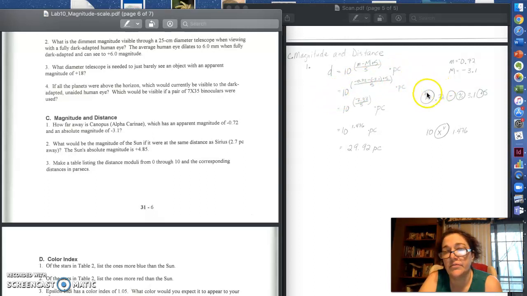So, negative 0.72 minus negative 3.1 plus 5 gives us 7.38. So 7.38 divided by 5, and you can do this, 10 to the power, and then parentheses 7.38 minus 5. But whichever way you want to do it works. And so 7.38 divided by 5 is 1.476. 10 to the 1.476 is 29.92, and then our units is parsecs.